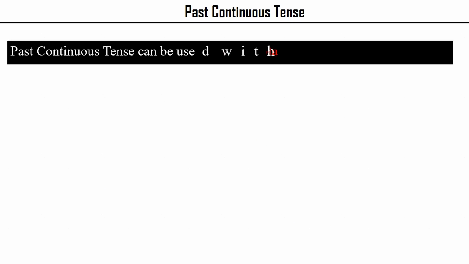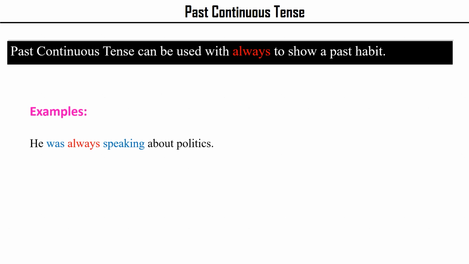The past continuous tense can be used with always to show a past habit. When you want to talk about a past habit, you can use the past continuous tense. For example, he was always speaking about politics. He was not speaking about something else. He was always speaking about politics.